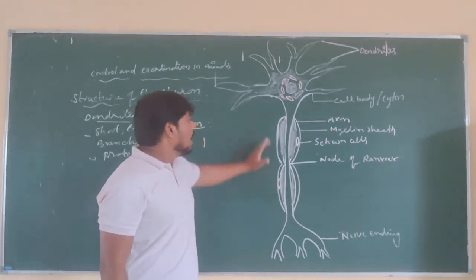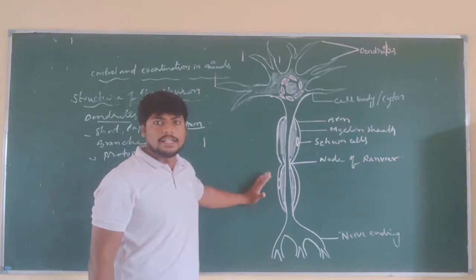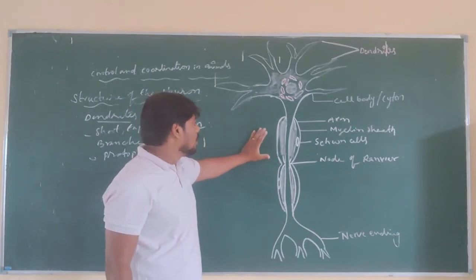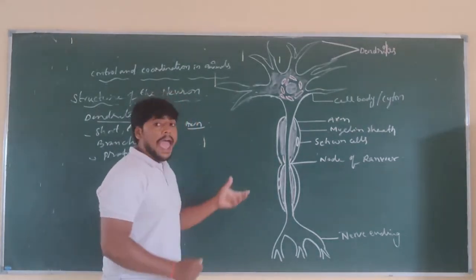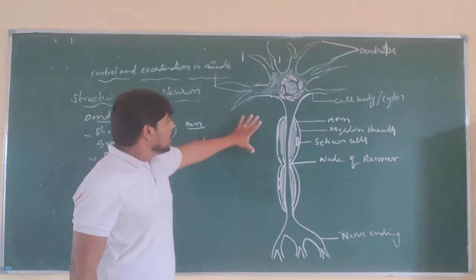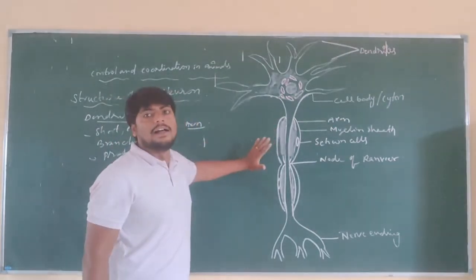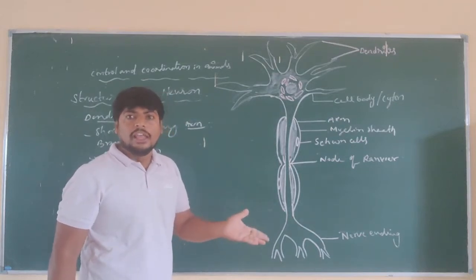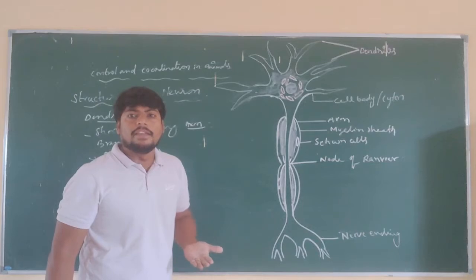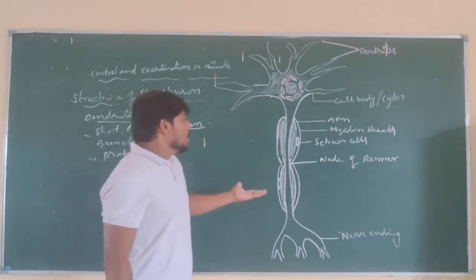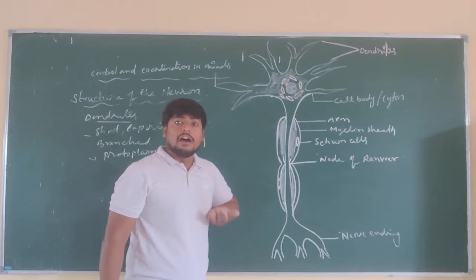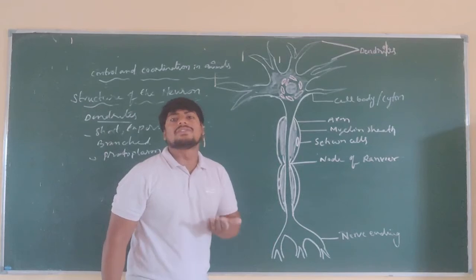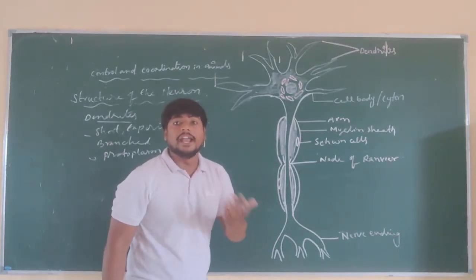Axon lemma it is called, and the protoplasm fluid is called axoplasm. What is it called? Axoplasm. See, this myelin sheath is not found in all the nerve cells. Only a few nerve cells are covered by myelin sheath. The nerve cells which are covered by myelin sheath are called myelinated nerve cells. What are they called? Myelinated nerve cells.